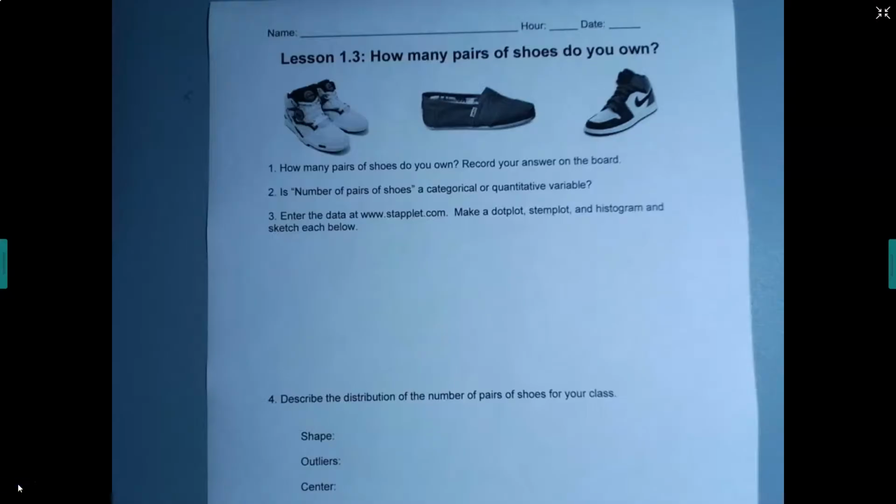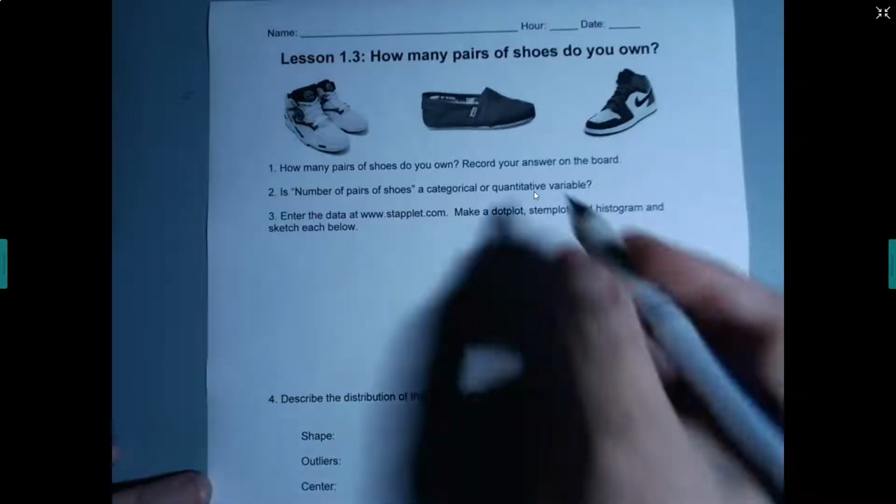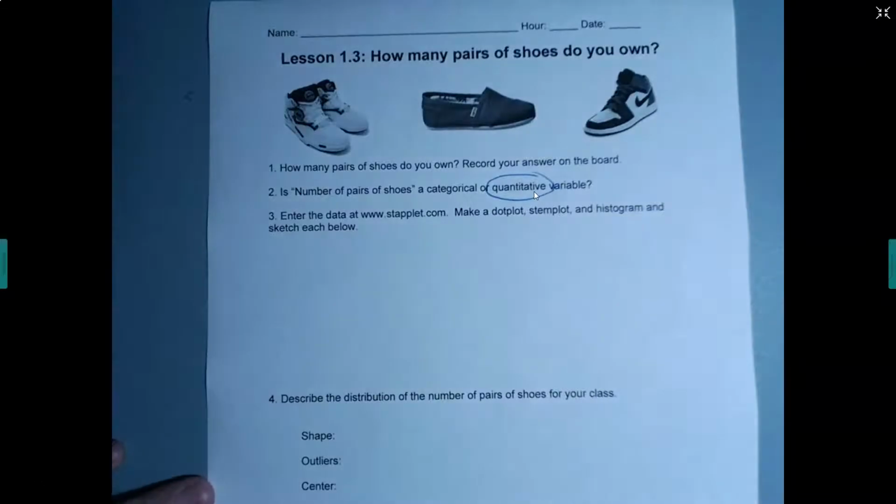The first thing you will need to do is open up the file in Canvas that has all of the data in it. And we're going to use those numbers. The first question, the numbers of pairs of shoes, is this a categorical or a quantitative variable? Last week we talked about categorical. We talked about they have labels versus quantitative, which is a number. We're not talking about who has what kind of shoes. We're talking about shoes overall and how many people have. So this is a quantitative variable.